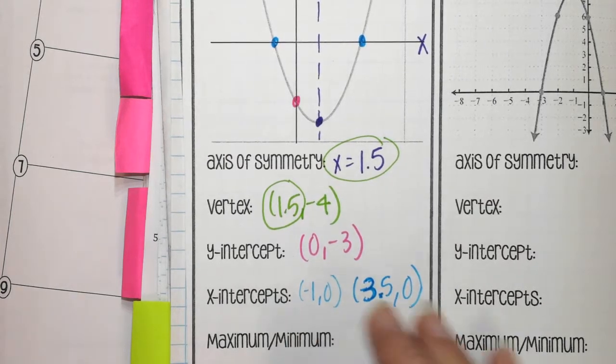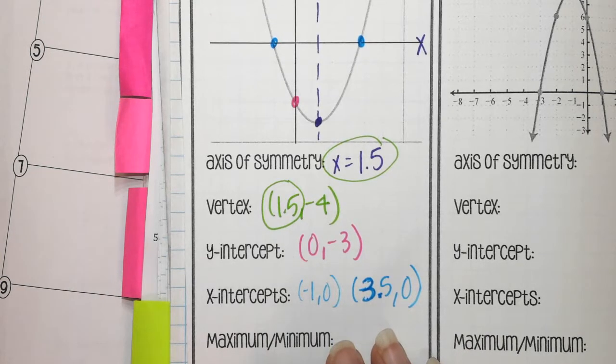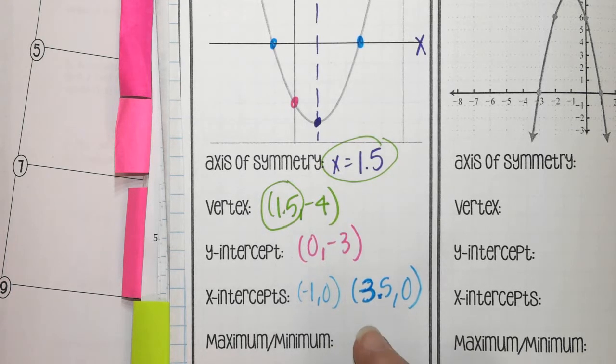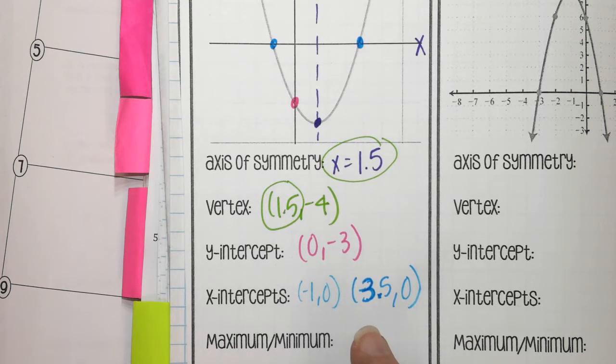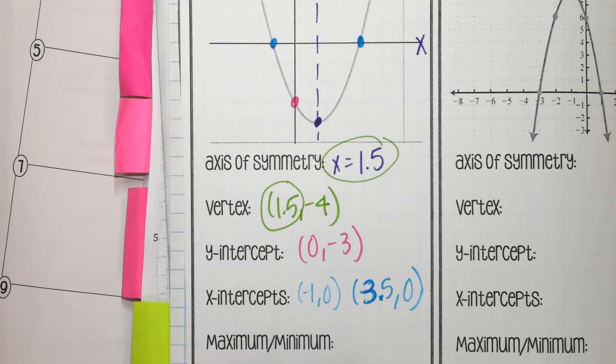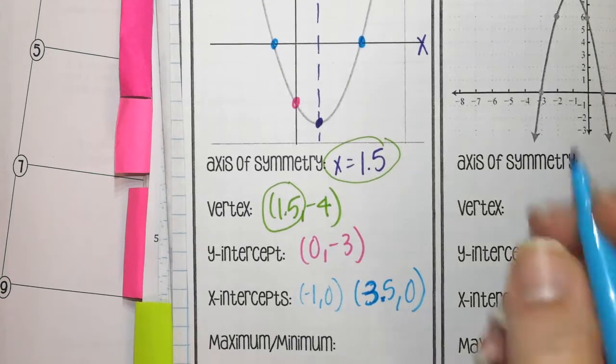Does everybody see how we got these points right here? If you don't, you're going to be very confused on our activity today, so you need to speak now. Do you understand how we got these points? You just count. Awesome. Now, is it a maximum or minimum?